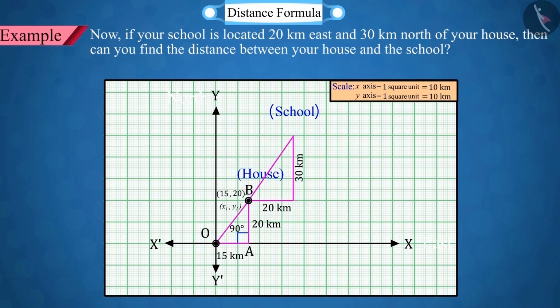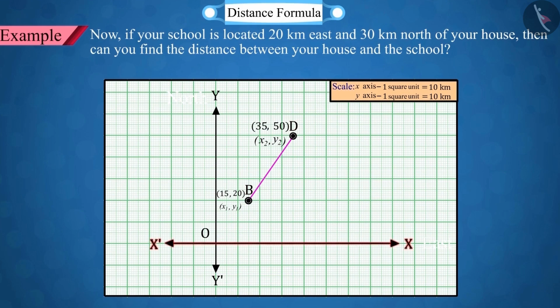Similarly, the school has the coordinates of the point D, which will be obtained as 35 from the x-axis and 50 from the y-axis. Then, represent the coordinates of the point D, that is 35 as x2 and 50 as y2. Since now we have to find the distance between these 2 points, that is point B and point D, we draw the perpendiculars BP and DQ from the points B and D respectively on the x-axis. And also, let's draw another perpendicular from the point B on DQ which intersects DQ at the point R.